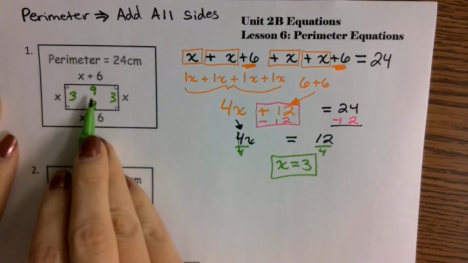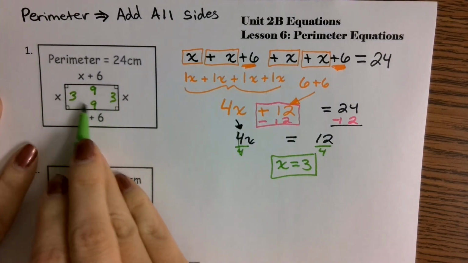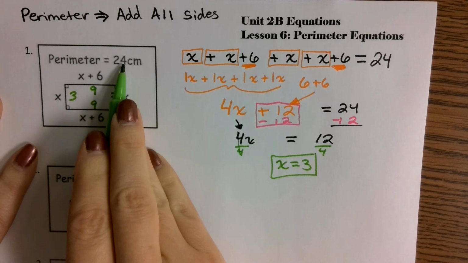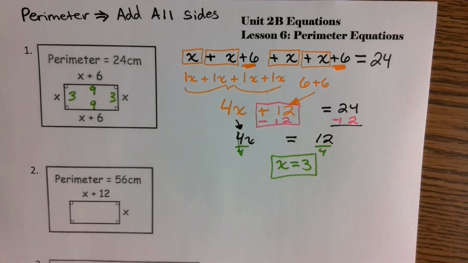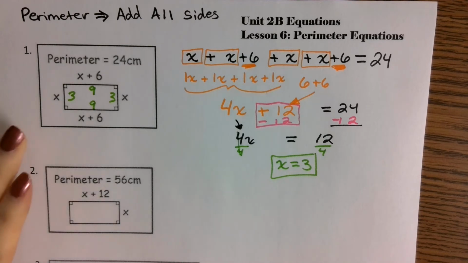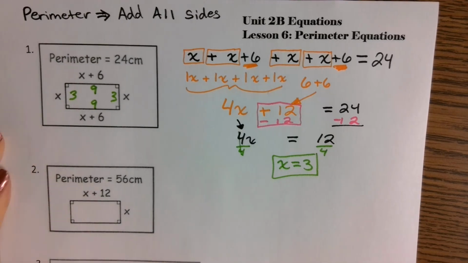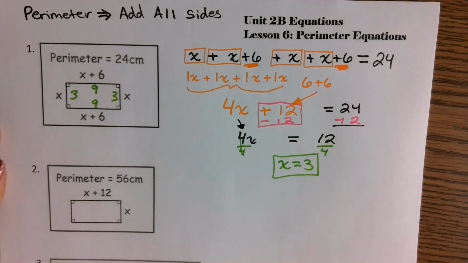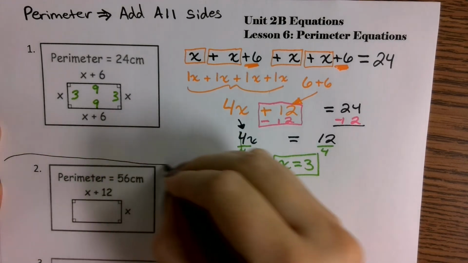And then lo and behold, if you add all those numbers together, 3 plus 9 plus 3 plus 9, it will come out to 24. It's a nice way for you to be able to check your work. That's the wonderful thing about equations. Whenever you solve something, you can easily see if you got it right or wrong by just checking. You just substitute your answer into the original equation and then see if the two sides come out balanced. Okay? So let's try problem number 2.